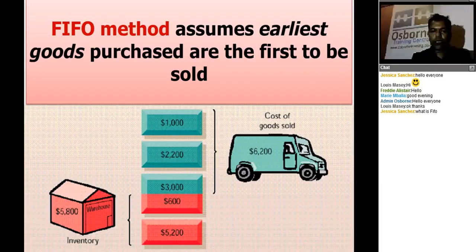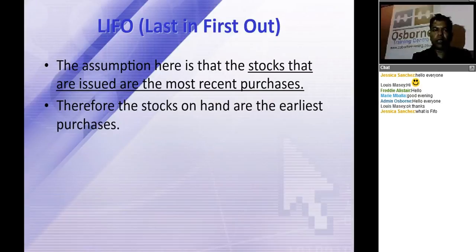The next one is LIFO. The abbreviation of it is last in, first out. Here the concept is whenever stocks come in, the latest one that came in should go out first. So it's basically the reverse concept of FIFO. It's the opposite concept of FIFO.